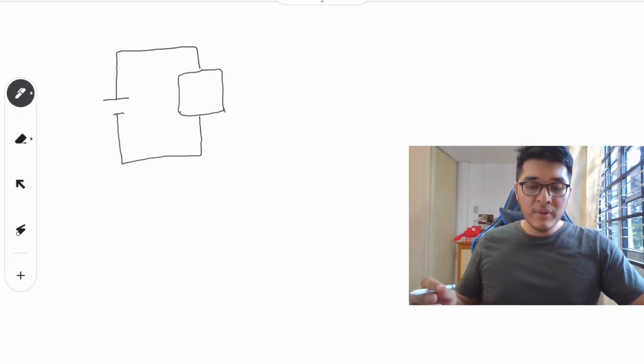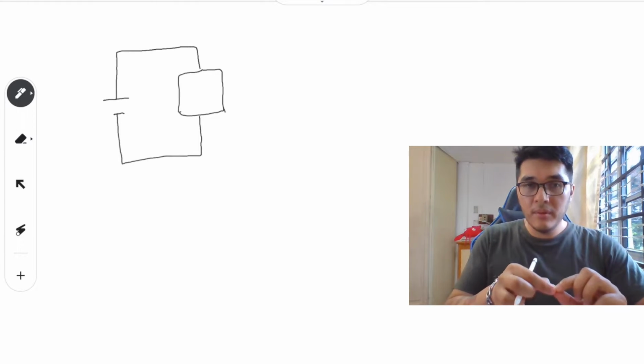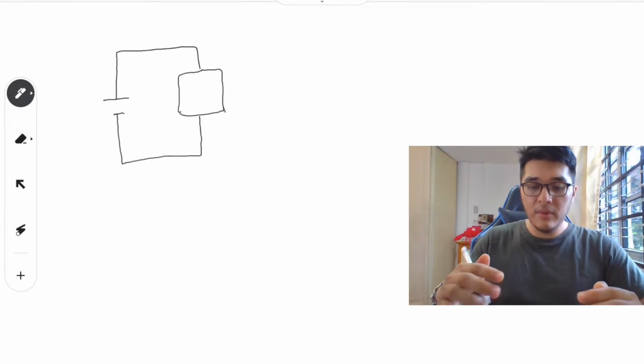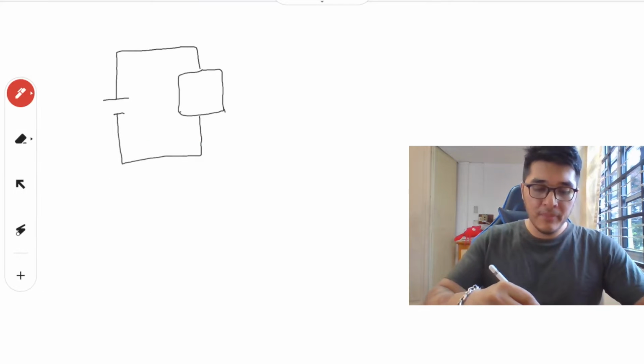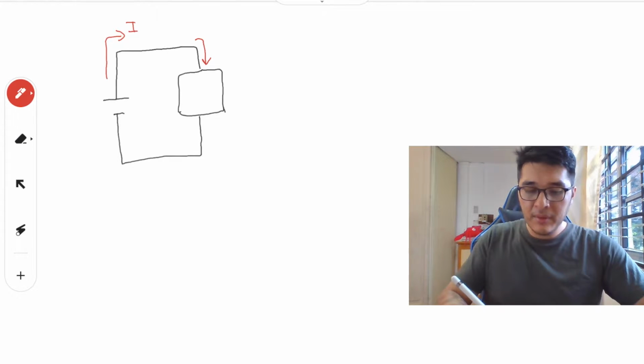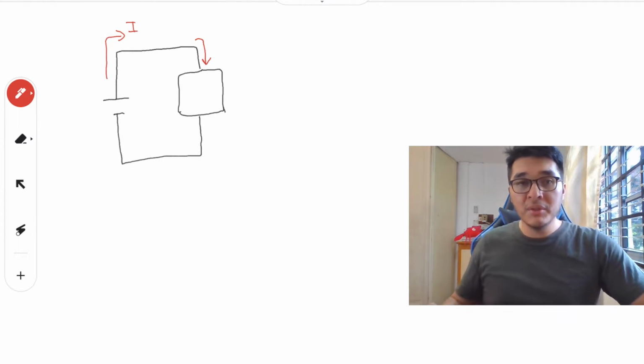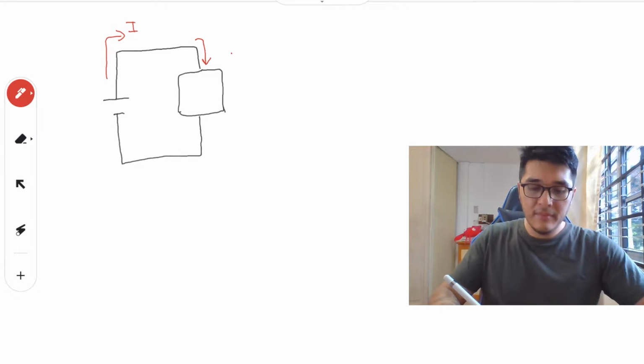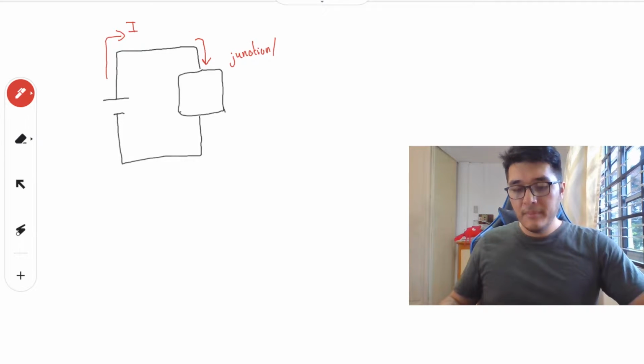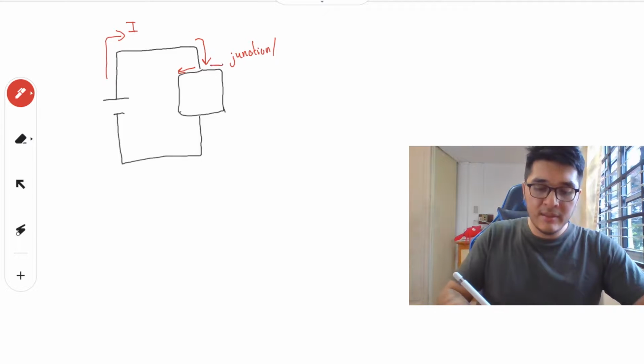All right, so now what we did with the wire, we created a split, or we branched it out. So this, you might have to recall from your earlier studies. What happens to the current when the current meets a junction? The current is said to split.